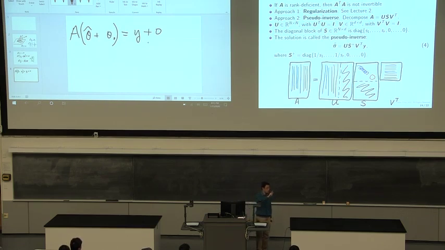There are two approaches. Approach number one is called regularization, which has something to do with your loss function, which we will talk about next time. That's approach number one. Approach number two is called the pseudo-inverse. What we do is a thing called the singular value decomposition, which you are encouraged to look into a tutorial or some textbooks. Singular value decomposition of a matrix.